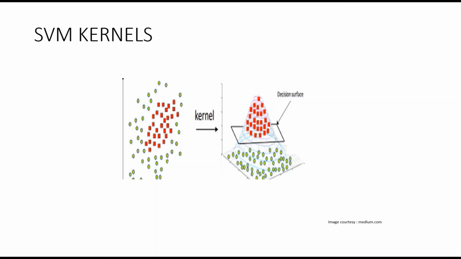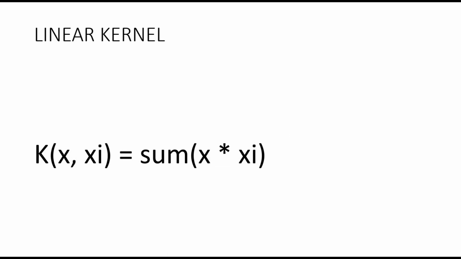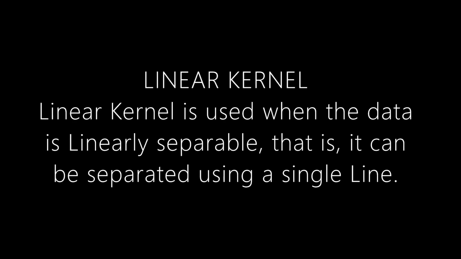In other words, you can say that it converts a non-separable problem to a separable problem by adding more dimensions to it. It is most useful in non-linear separation problems. Kernel trick helps you to build a more accurate classifier. There are different types of kernels you can use. One is the linear kernel.